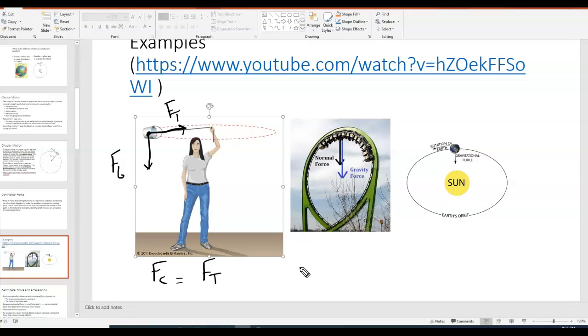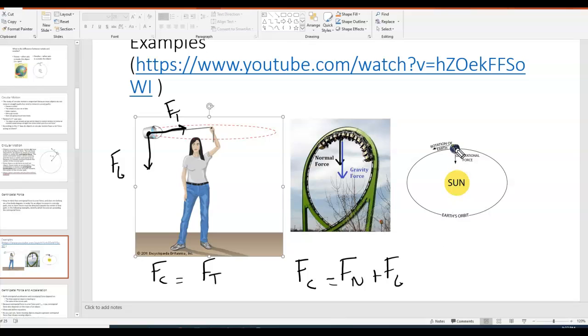In this situation, if I were to ask you what force is providing the centripetal force for the roller coaster, it's actually two forces, right? Because there's two forces towards the center of the circle. I would say the normal force plus the force of gravity are both providing the centripetal force, because they're both towards the center of the circle.